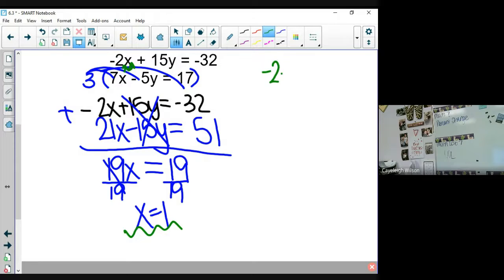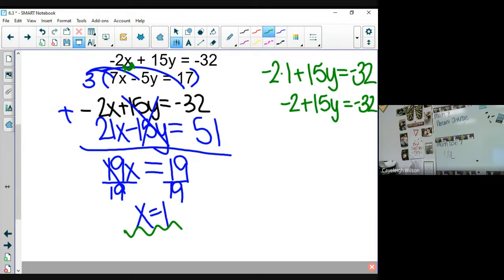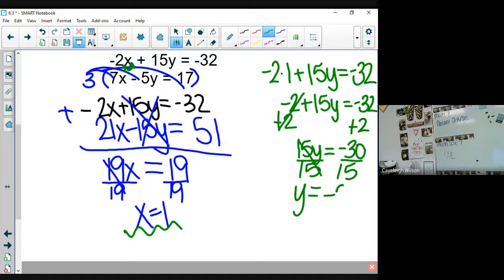So negative 2 times 1 plus 15y equals negative 32. So that's negative 2 plus 15y equals negative 32. Add the 2. So that's 15y equals negative 30. And then I'll divide by 15. So y equals negative 2. And I always write my answer as what? In ordered pair, x comma y, so 1, negative 2.